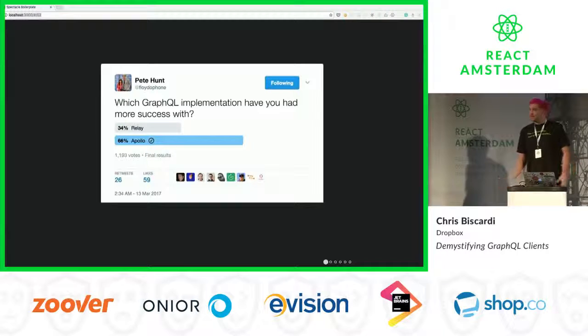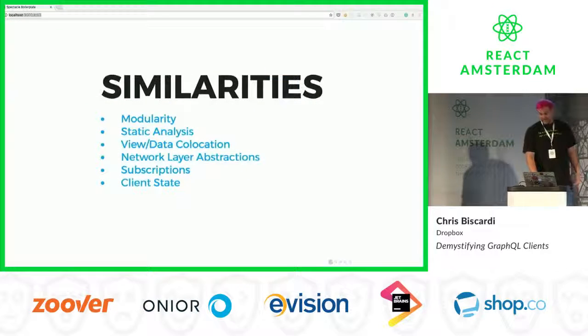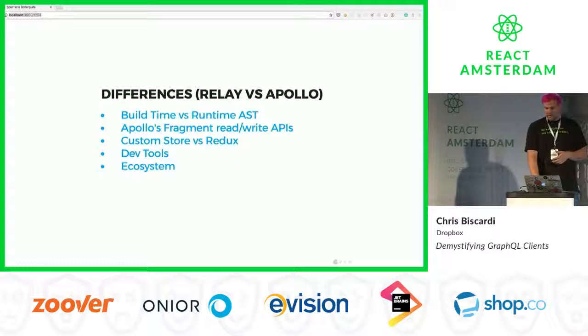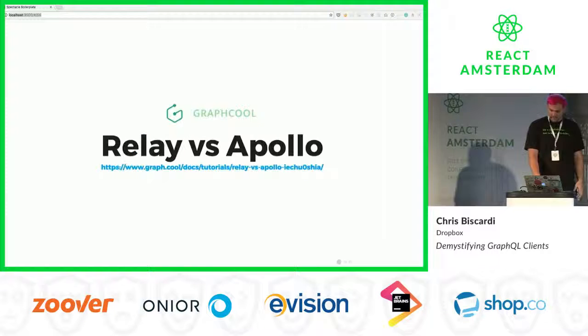The next part of the talk was going to be Relay versus Apollo. This is a query on Twitter about Apollo 1.0, roughly, and Relay 1.0. And that was the situation. It's really much more interesting to talk about their similarities, which are now modularity, static analysis, view and data co-location, network layer abstractions, subscription support, and client state. But there are some differences. Build time versus runtime. Apollo's fragment read-write API is very rich, so you can interact with the cache manually. Custom store in Relay versus Redux. The dev tools, and sort of the ecosystem and the way that packages are supported via static analysis.